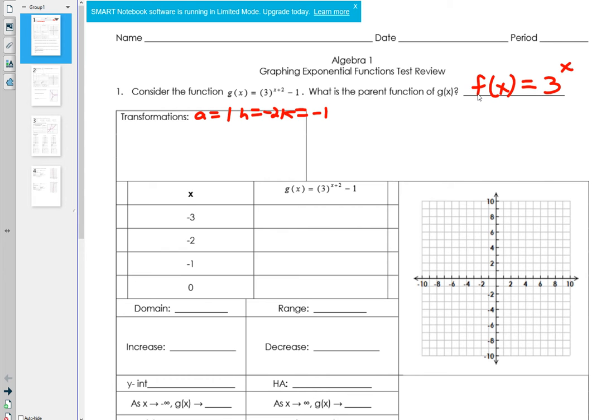Is a doing anything? No. How about h? What's h doing? Good. Translation, left 2. And then, how about k? Translation down.